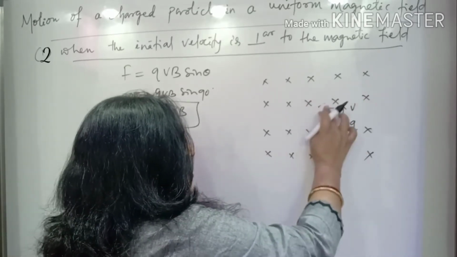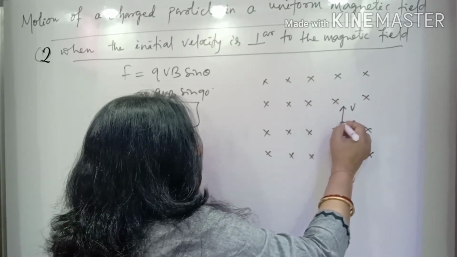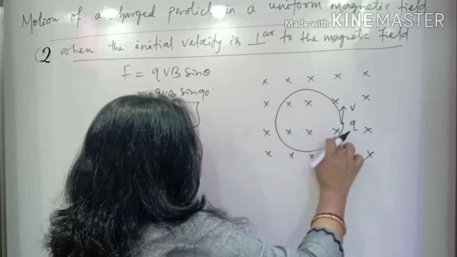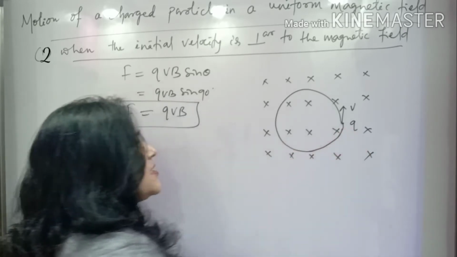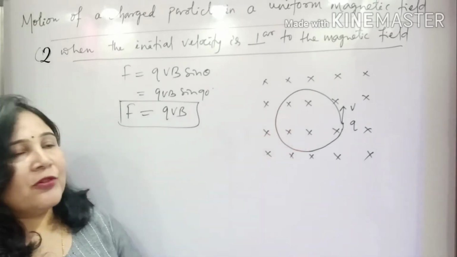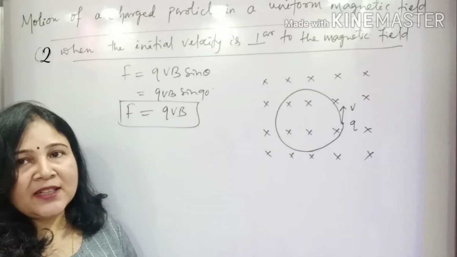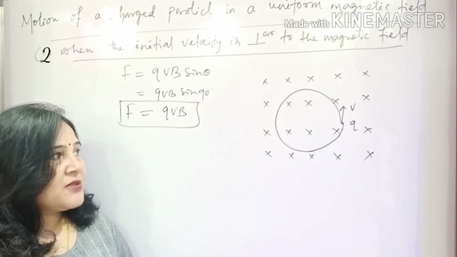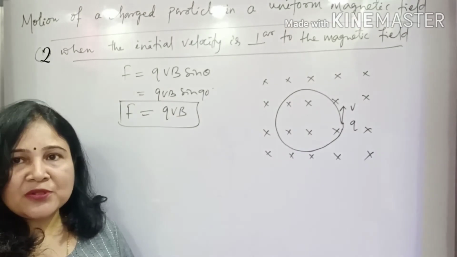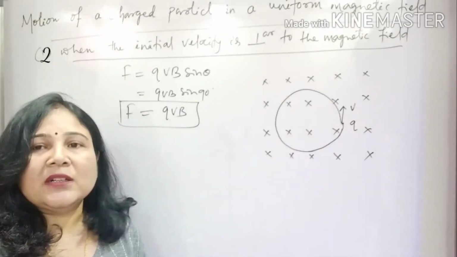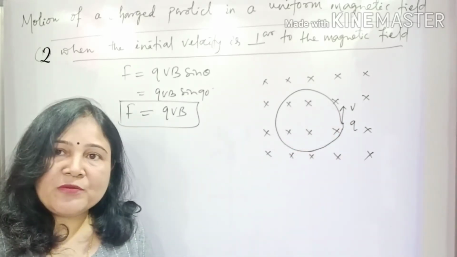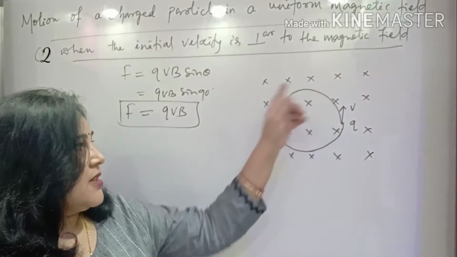So ultimately this charged particle will move in a circular path. It will be forced to move in its circular path with a constant speed. Speed is not going to change because the velocity and the force make an angle of 90 degrees. When the angle is 90 degrees, no work is done on the charge, or you can say its kinetic energy is not going to change, so the speed will remain unaltered. It will move with the same constant speed.